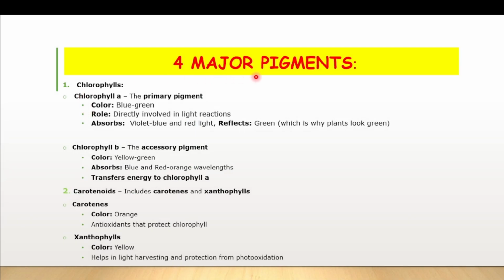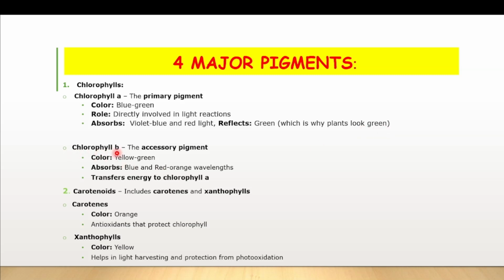Let's look at the four major pigments. The first one is chlorophylls. It is of two types, chlorophyll A and chlorophyll B. Chlorophyll A, it is the primary pigment. Its color is blue-green. It is directly involved in light reactions and absorbs violet, blue and red light, whereas it reflects green, which is why plants look green.